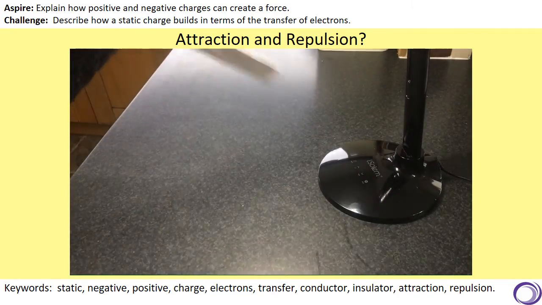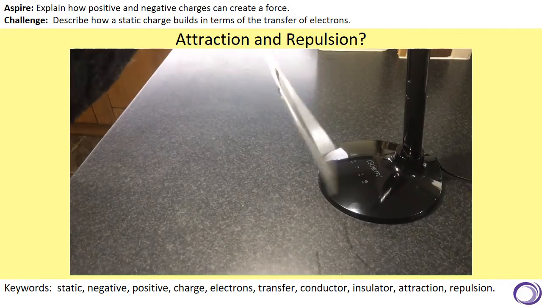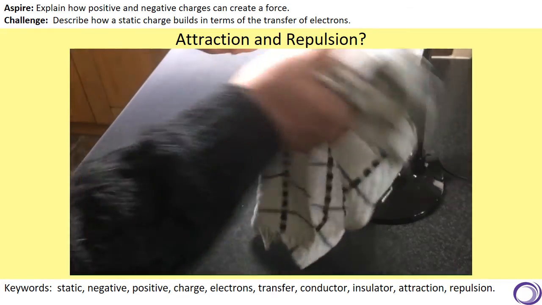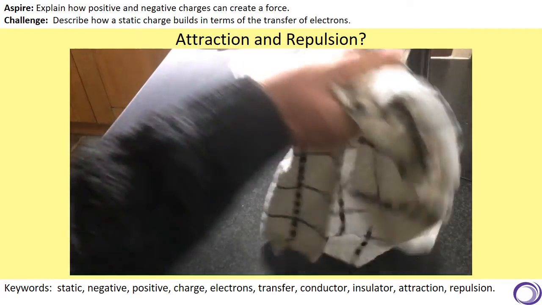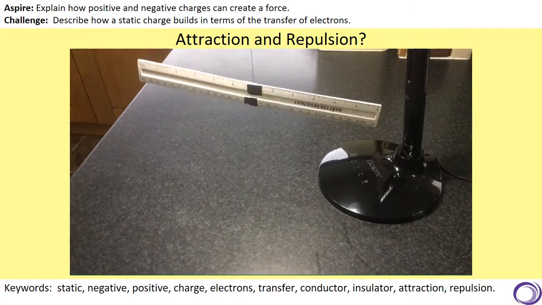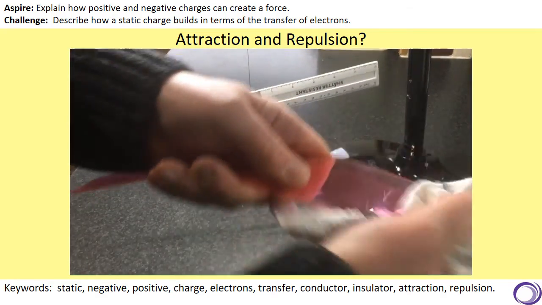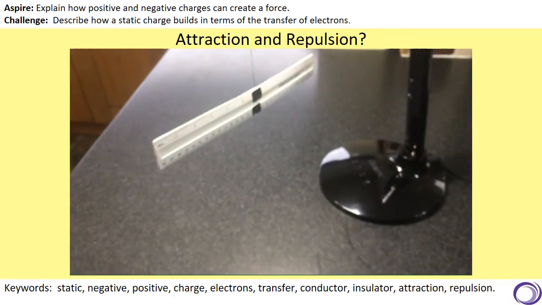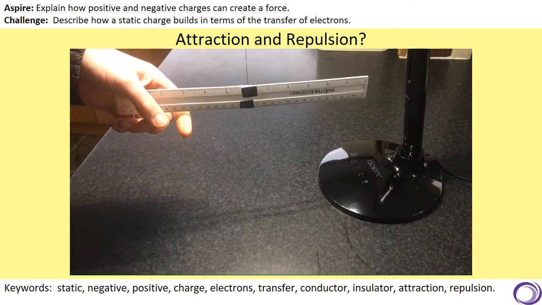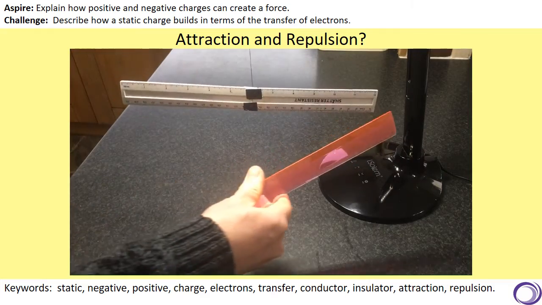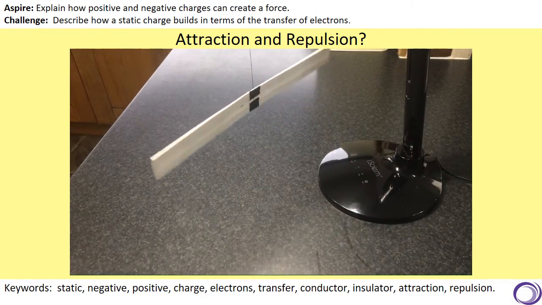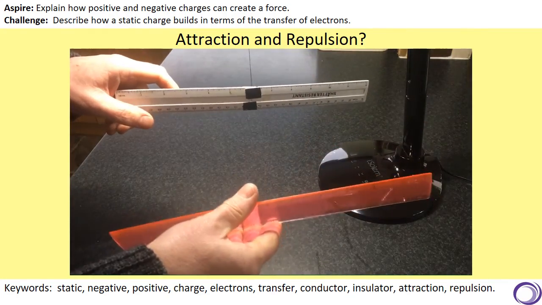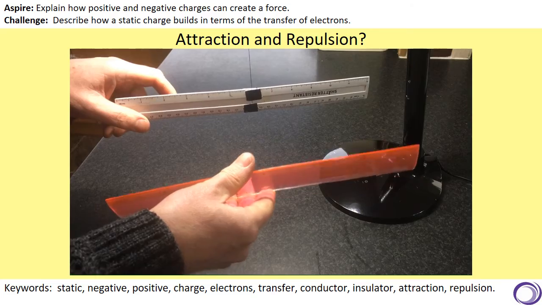Let's now use two rulers. So let's charge both rulers up. I'll just charge this again. I'm going to charge that ruler up. And I'll charge a different ruler up. So they're both charged. But this time, quite strong repulsion. They're pushing away. And that's because they've now both got the same charge. They've both got the negative charge.